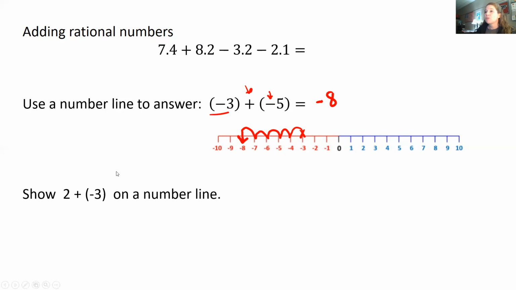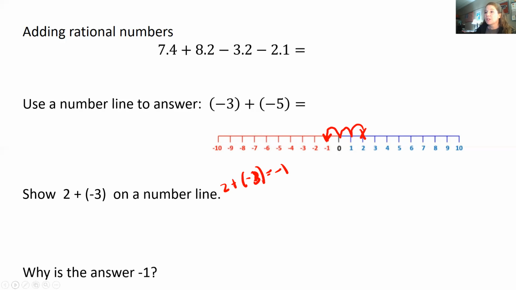All right, what about 2 plus a negative 3 on the number line? All right, let's start at positive 2. We're going to combine it with, that means go right, but then we can't ignore that minus sign. That means we're ultimately going to go left 3 spaces. 1, 2, 3, and where do we land? Negative 1. So 2 plus negative 3 equals negative 1.